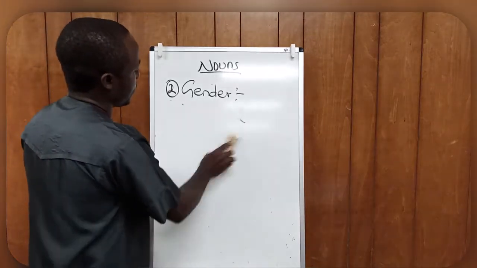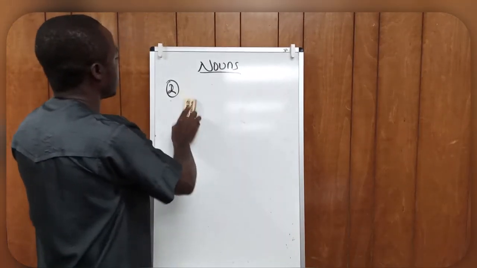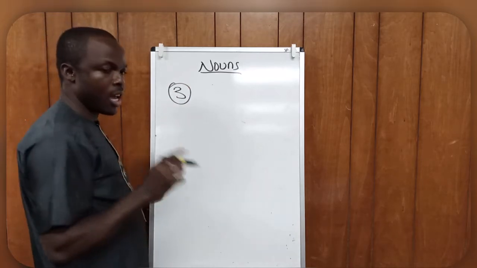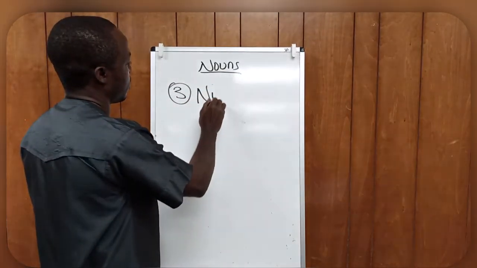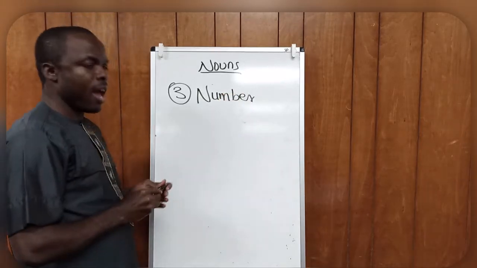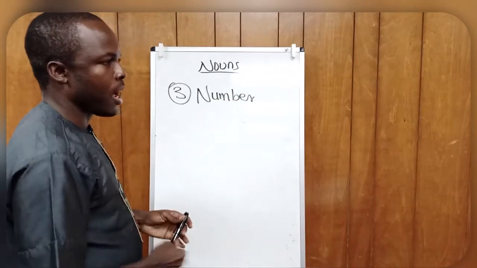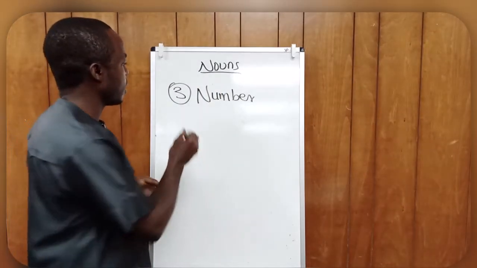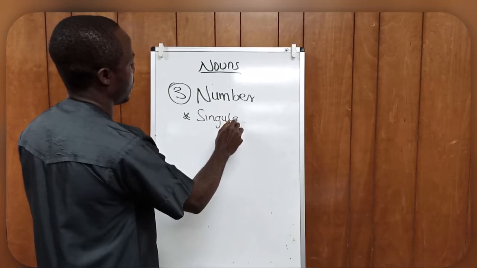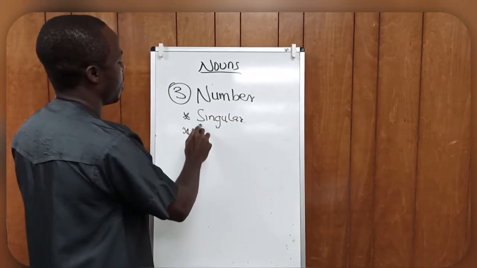Number 3, as the distinctive features, we have the number. Every Greek noun has 2 numbers, the singular and the plural.